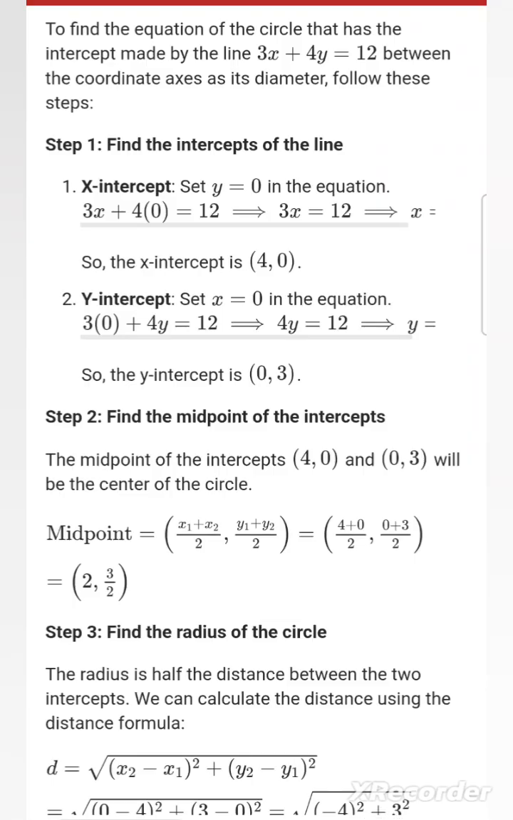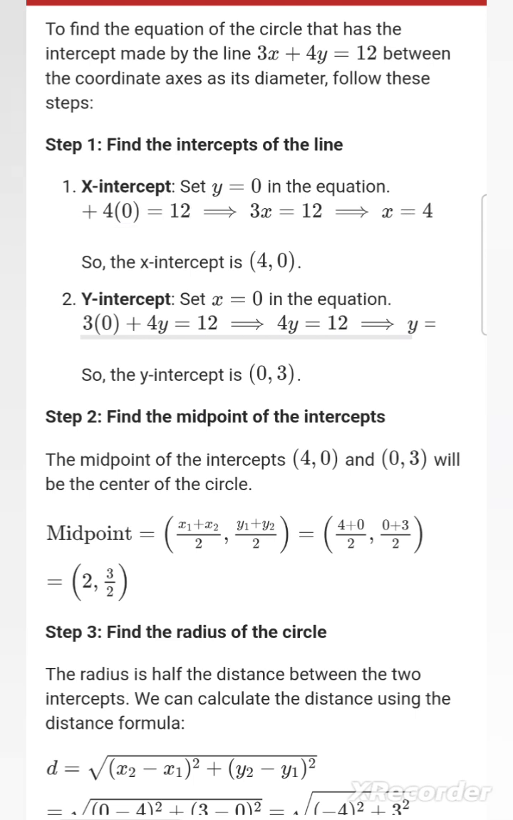Find the equation of the circle drawn on the intercept made by the line 3x plus 4y is equal to 12 between the coordinate axes as diameter. So what we have to do is find the points of intersection of the line with the two axes, and those 2 points will be the 2 ends of a diameter of the required circle. To find the 2 ends, either convert this equation of the line into the intercept form, or you can put x as 0 to get the y-intercept and y as 0 to get the x-intercept.